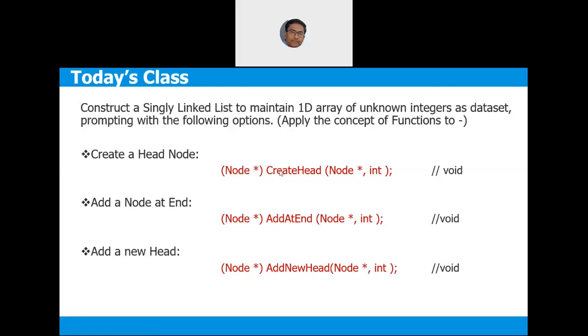So there are various options. We will keep on adding the requirements now. As of now, let us start with the 3 options. First, you are asked to create a head node. Second is add a node at the end. Third is you are asked to add a new head node. Fourth is display, and fifth is terminate. Those last two, display and terminate, are common.